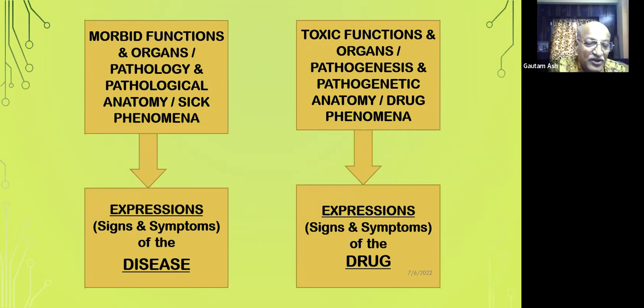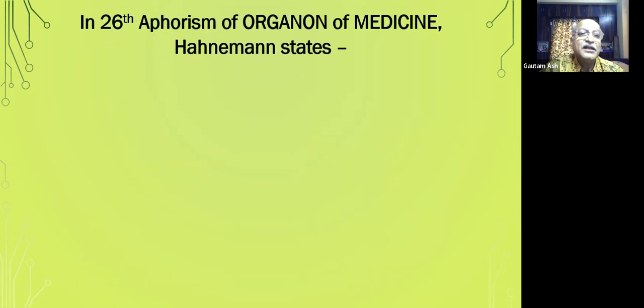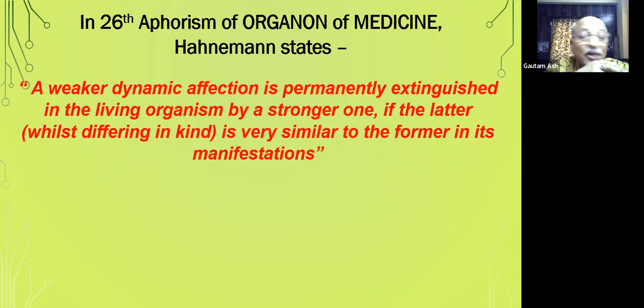Now the person has come with a disease condition, so we'll get the totality, we'll see the simillimum or similarity, and then we'll prescribe, which is nothing but the therapeutic law. So therapeutic law is nothing but the treatment part of homeopathic treatment. In the 26th Aphorism of the Organon of Medicine, Hahnemann stated that a weaker dynamic affection is permanently extinguished in the living organism by a stronger one. Did you remember where we have shown you the limitations were exhausted? And in case of scope, we have shown the medicinal power. The same thing has been mentioned in the 26th Aphorism of the Organon by Hahnemann.